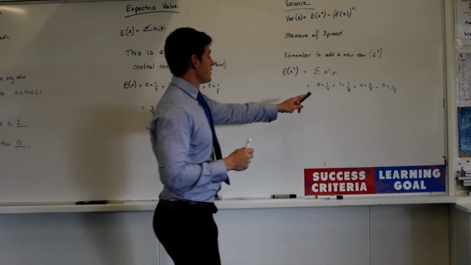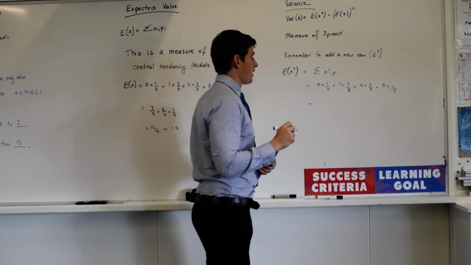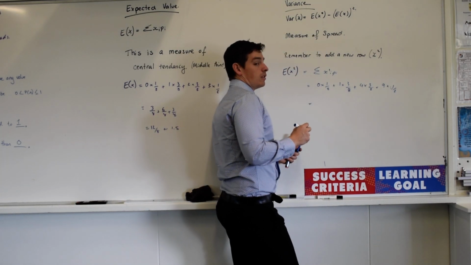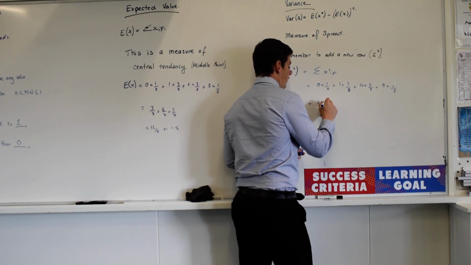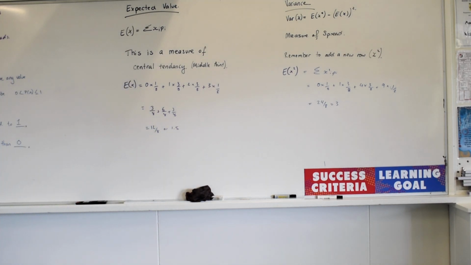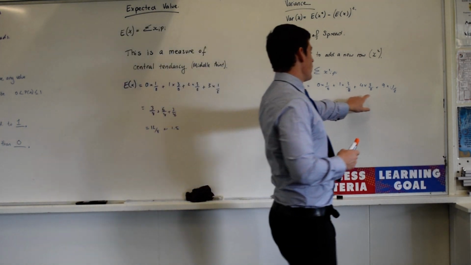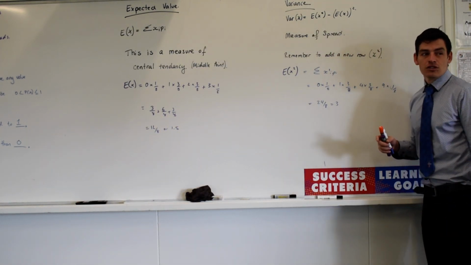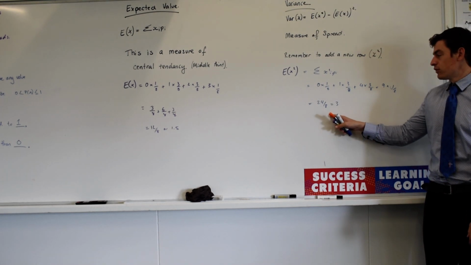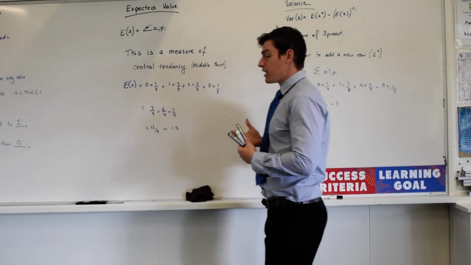All I've done is I've replaced the x values with x squared. I then calculate that. That should be able to be done without a calculator. Great, 24 over 8, which is 3. Well done, everyone. Good, good tech-free skills. 9 plus 3 is? 12, so we've got the 3 and the 9. 4 times 3 is 12, 12 plus 12 is 24, divided by 8 is 3. Okay, so that's our E(X squared), but that's not our variance.